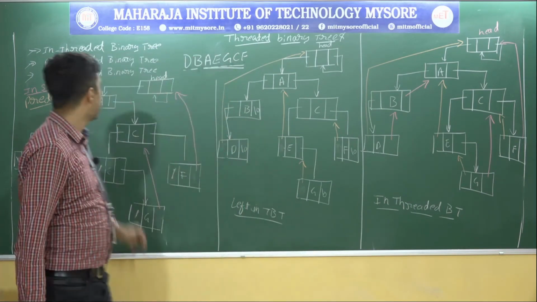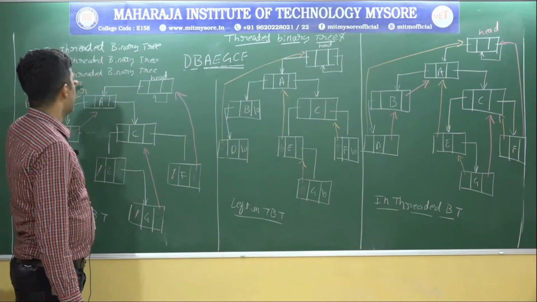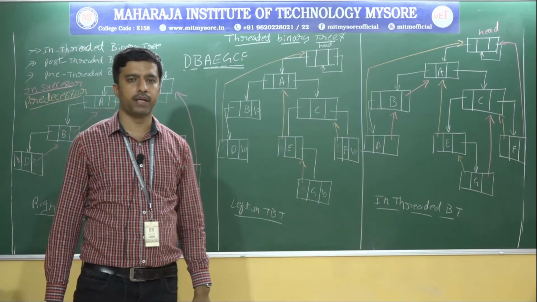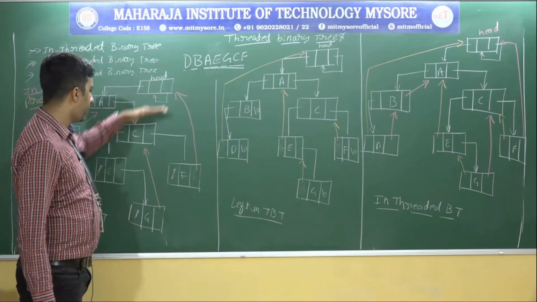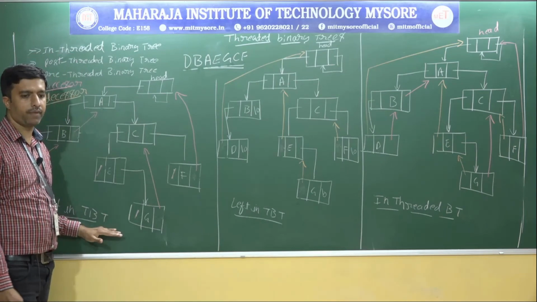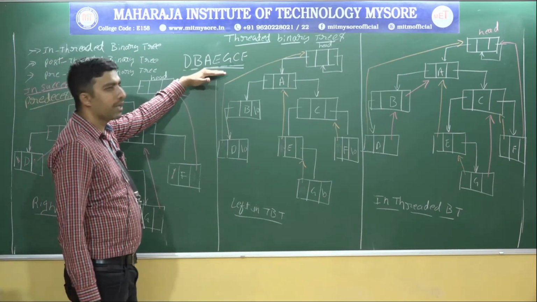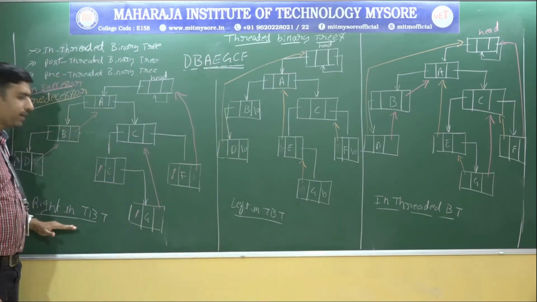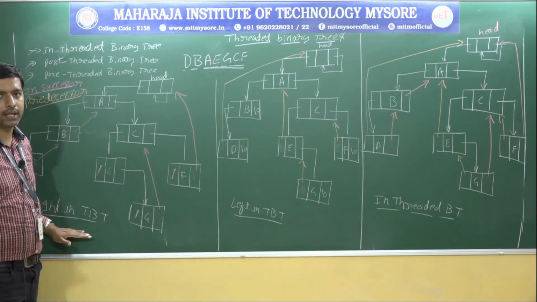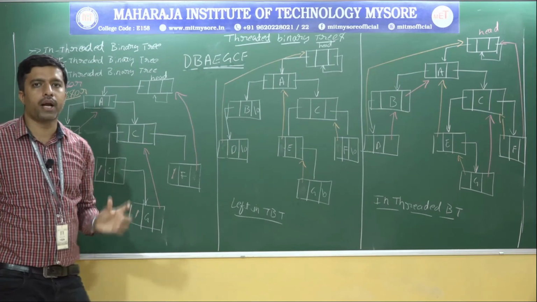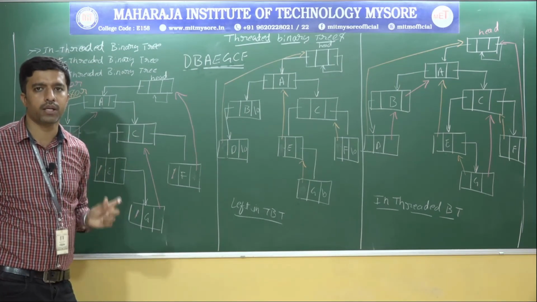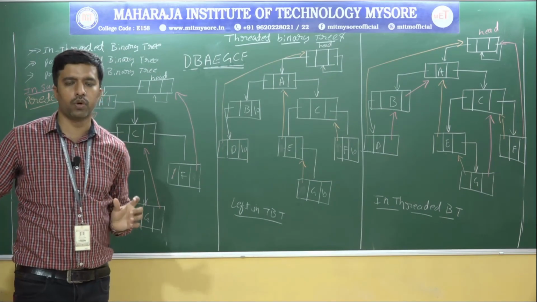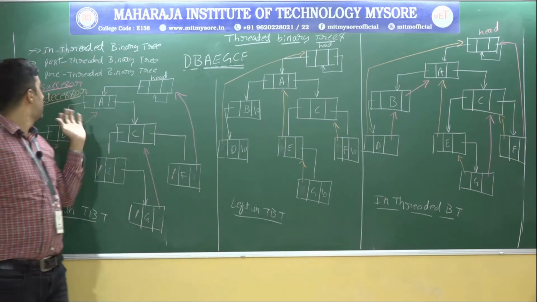Threaded binary trees are of three types: in-threaded binary tree, post-threaded binary tree, and pre-threaded binary tree. Here we have a binary tree. When you perform in-order traversing, we are going to get these things. For a right in-threaded binary tree, the right null nodes of each node are replaced by the successor.